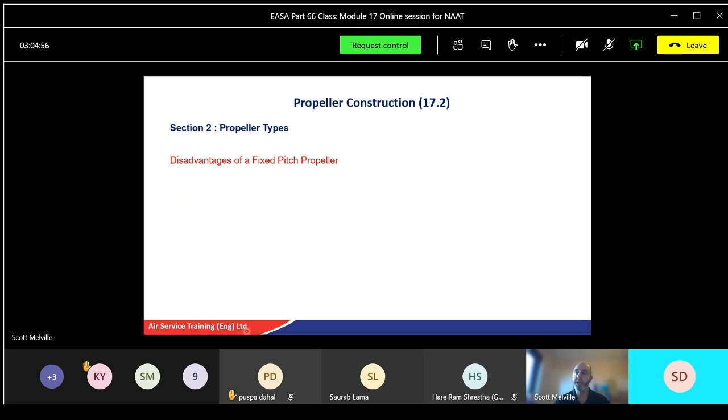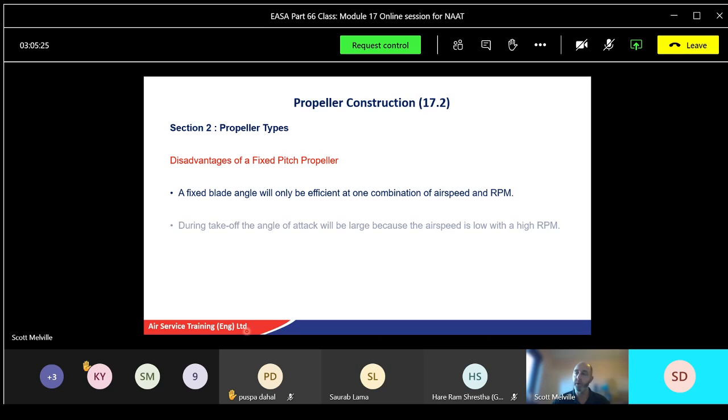So, disadvantages of a fixed pitch propeller. A fixed blade angle will only be efficient at one combination of airspeed and RPM. It all depends on the angle of attack of that propeller. If it's for a long cruise, like the examples I mentioned before, like the Red Bull Racing, very quick turny aircraft, they're not for mega high speeds, but they're very torquey, very powerful, or it's just a normal cruise one. So it all depends on what it's designed for.